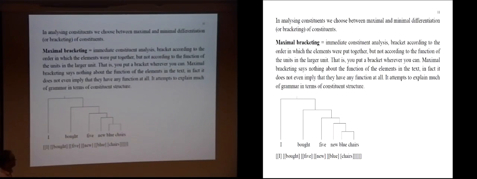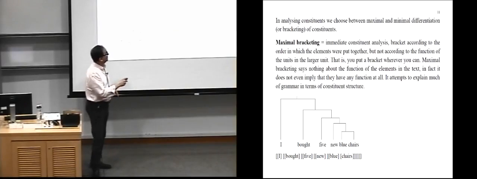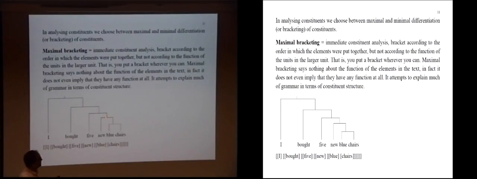So then you would have blue chairs, and then new blue chairs, and then 5 new blue chairs, and bought 5 new blue chairs, and then I bought 5 new blue chairs. Now, some grammatical theories work this way. They will analyze the grammar from this point of view of minimal, maximal differentiation, what we call immediate constituent, because these two are the immediate constituents of a higher node like that. So this is one way of doing it.